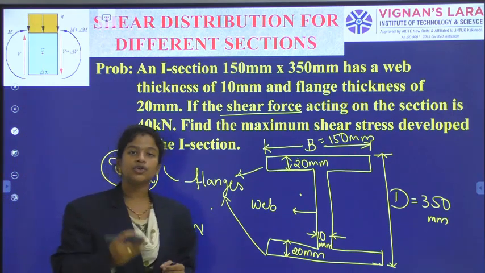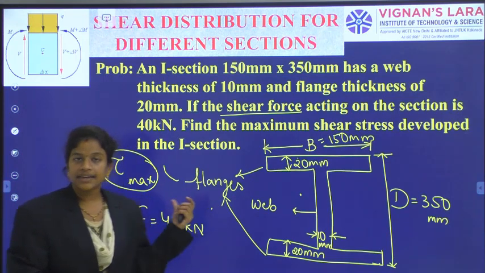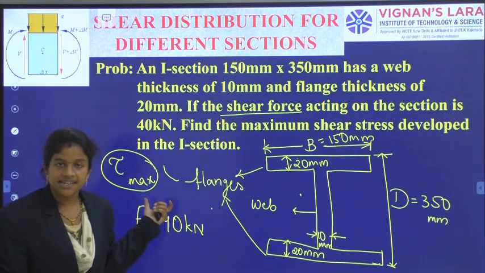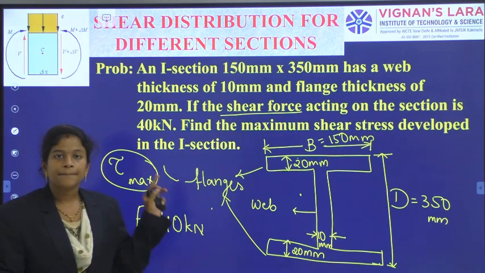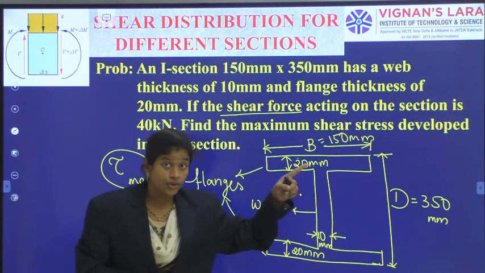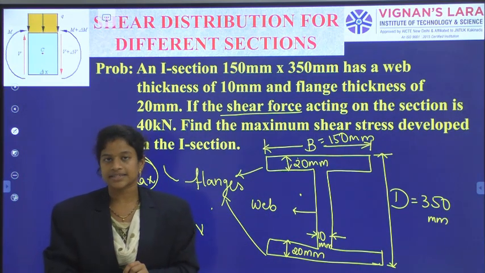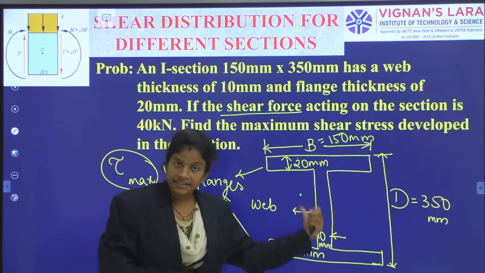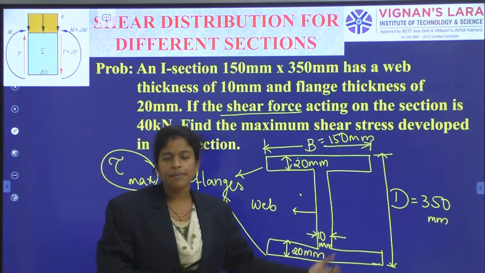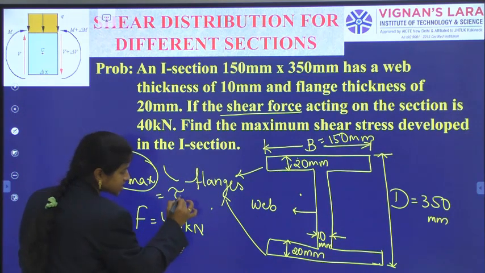Before entering into the maximum shear stress, I can say the maximum shear stress will occur at the neutral axis. Bending stress is zero at the neutral axis, while maximum shear stress will occur at the neutral axis. That thing you should remember. At the neutral axis, tau max is equal to the shear stress at the neutral axis level.